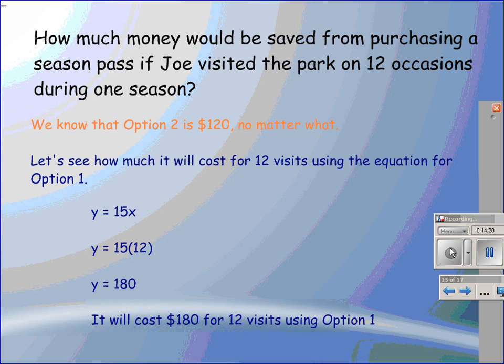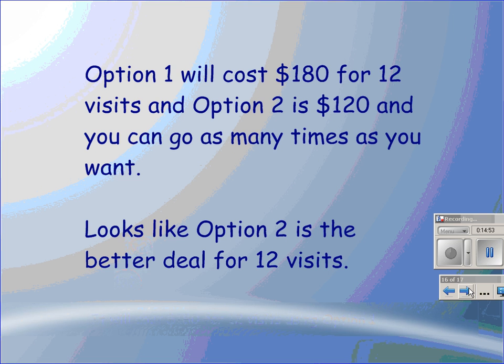We know that option 2 is $120 no matter what. That was our initial cost, and we don't have to pay any more for option 2. Let's see how much it'll cost for 12 visits using the equation for option 1. Remember, option 1 was y equals 15x. That means it's $15 for every visit. We substituted the 12 visits. 15 times 12 is 180. So it will cost $180 for 12 visits using option 1.